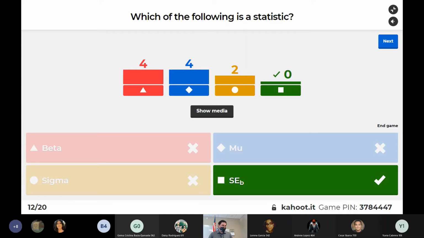All right, beta is the population parameter for the slope of the linear regression for the population. Mu is the population mean, and sigma is the population standard deviation. Those 3 things are all parameters. The standard error of B is a statistic as it has to do with the sample.